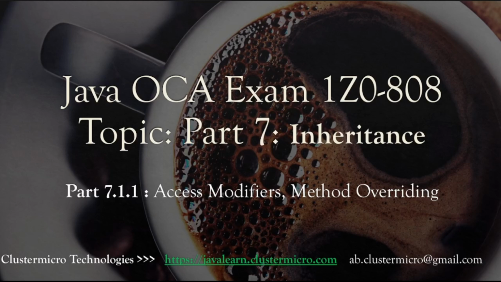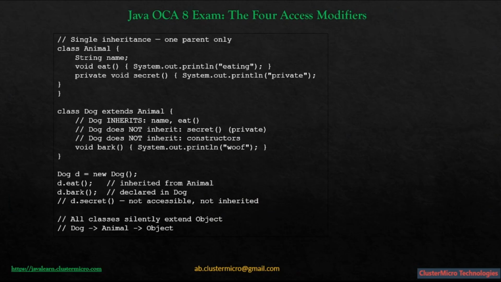Inheritance is one of the core principles of object-oriented programming. In Java, it is implemented using the extends keyword. When a class extends another class, the child class inherits the accessible members of the parent class. This includes all public, protected, and package accessible fields and methods. These members become available in the child class as if they were declared there.